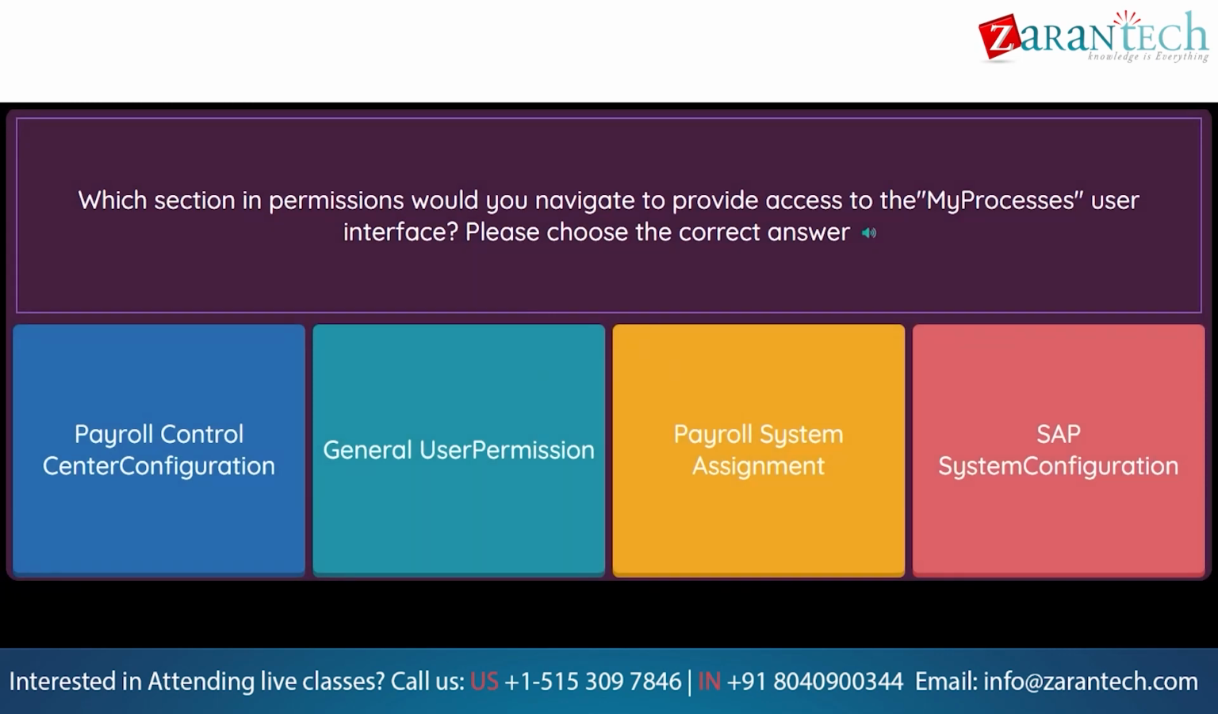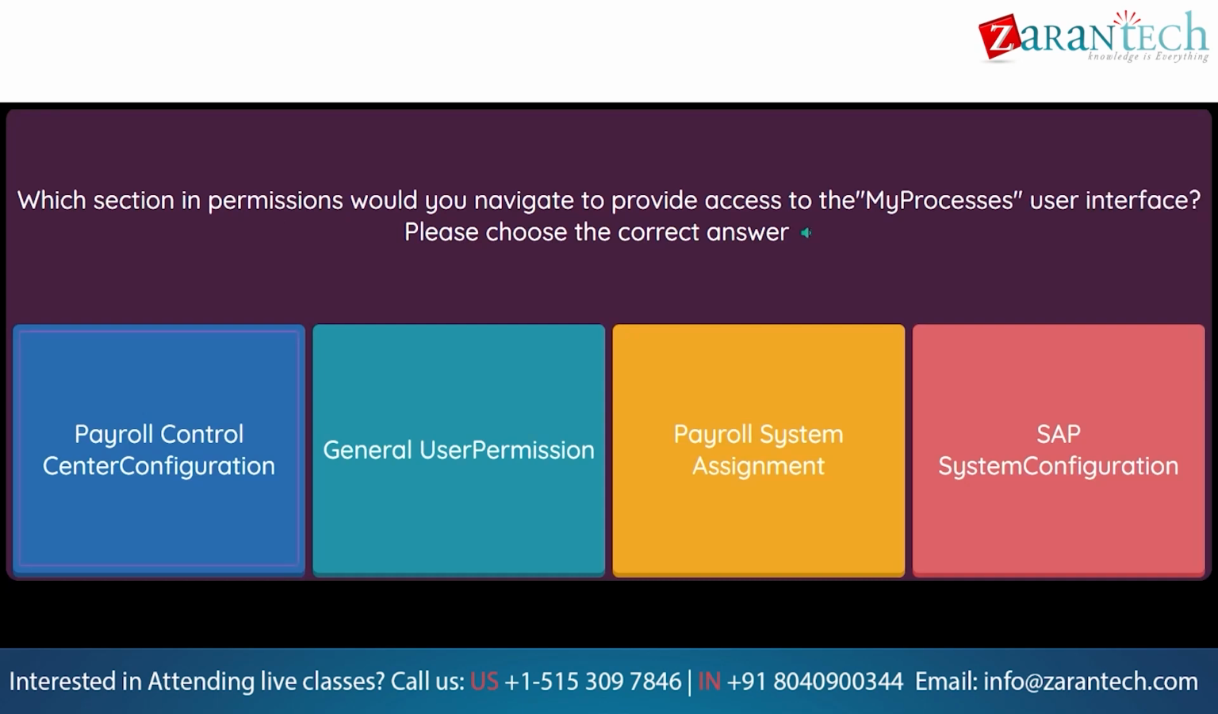Question: which section in permissions would you navigate to provide access to the My Processes user interface? Please choose the correct answer. Option 1, Payroll Control Center Configuration. Option 2, General User Permission. Option 3, Payroll System Assignment. Option 4, SAP System Configuration.